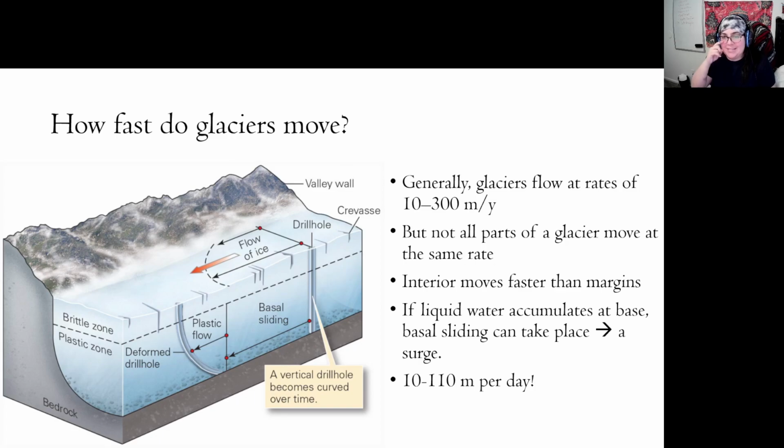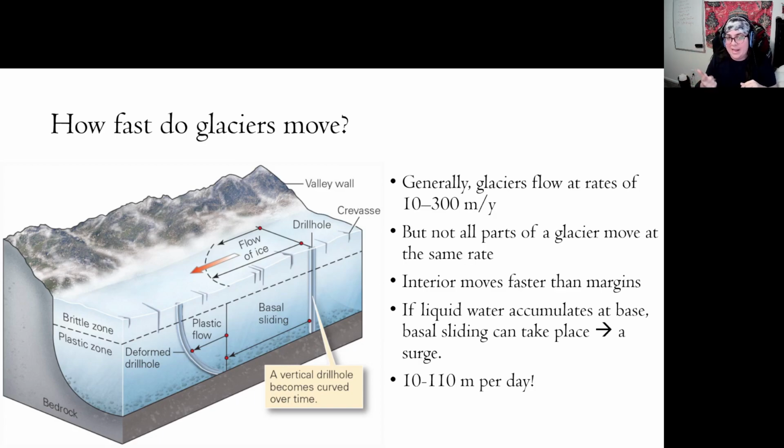So how fast does this happen? Generally, glaciers move at a rate of around 10 to 300 meters per year, so 30 to 900 feet per year. However, not all parts of the glacier move at the same rate. Like when we talked about streams, glaciers are also subject to friction at the sides. So the interior part of a glacier ends up moving faster than the margins of it. So that's one thing.